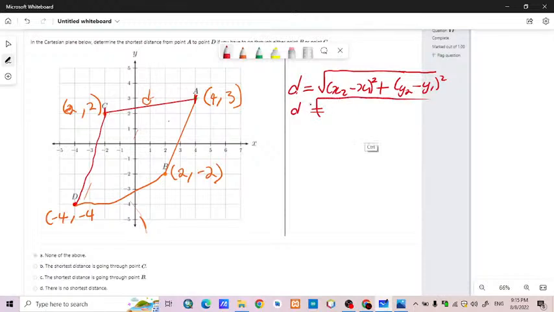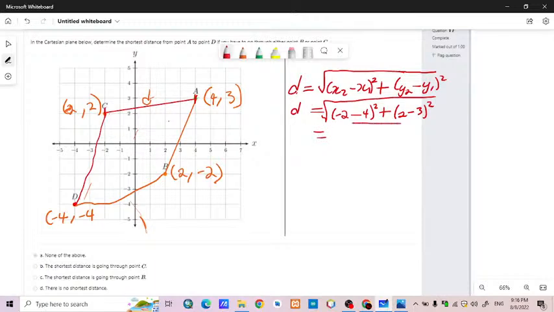So what is x2? In this case, x2 is negative 2, minus x1 is 4. Then you square that, plus y2, which is 2, minus 3, and then you square that. Then you're gonna get your answer.